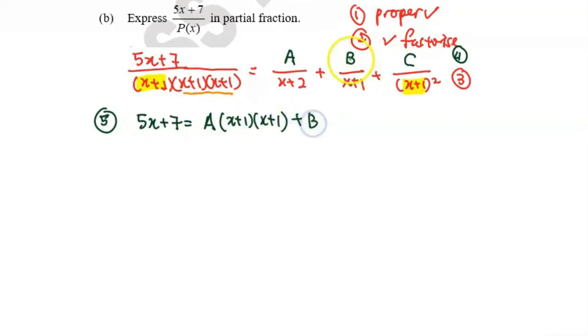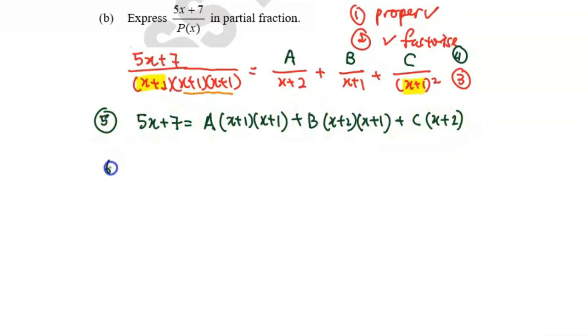For b, its denominator will have a factor of x plus 1. So I will multiply x plus 1. For c, the denominator here already has 2x plus 1, so I will multiply this c with a factor of x plus 2. So now we're getting our equation.